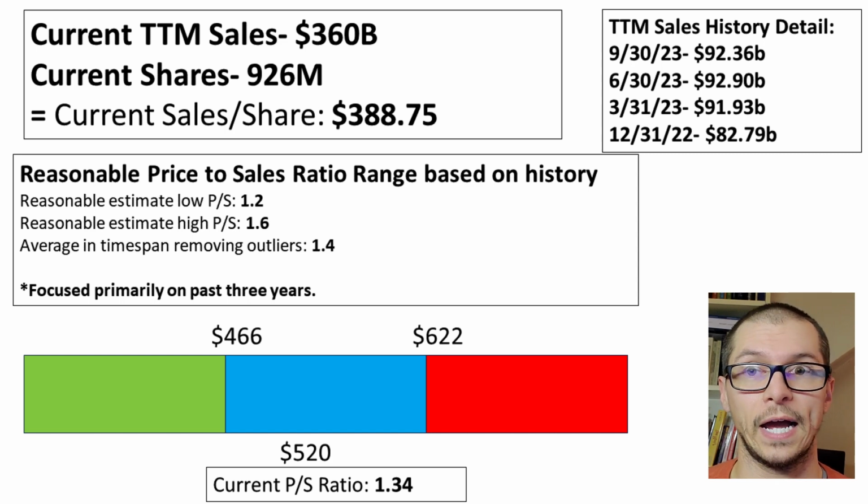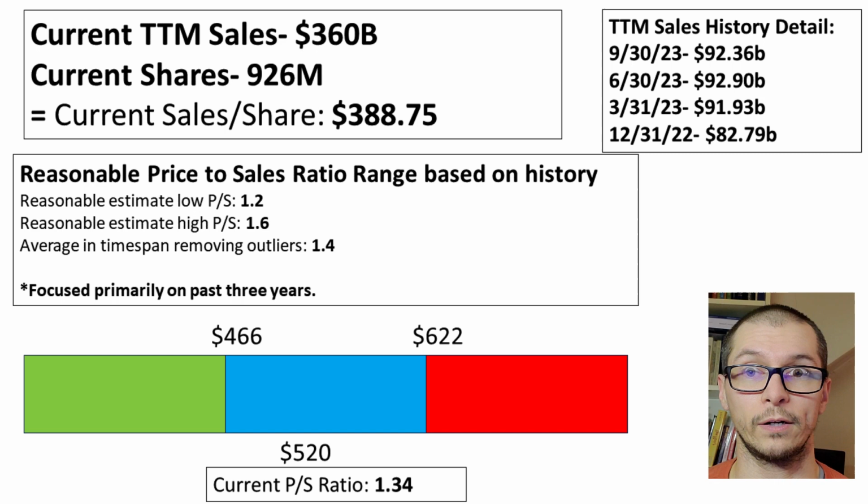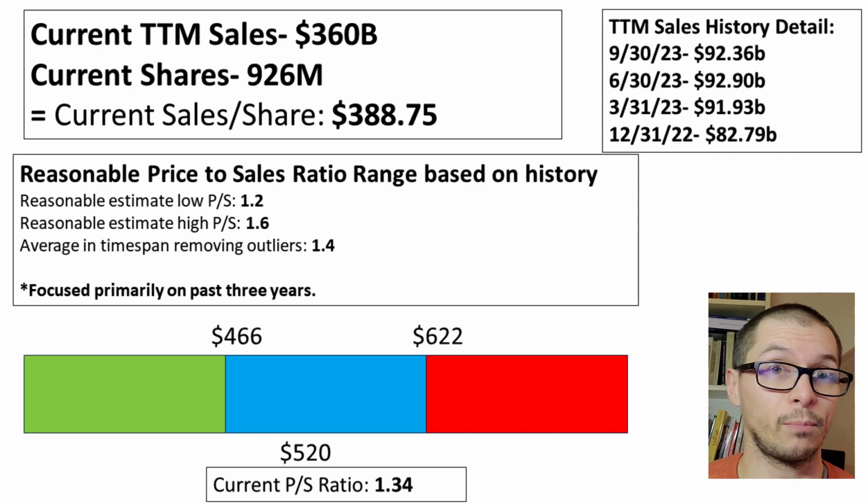Similar to the previous slide, I pulled the company's past sales and price to sales ratio results, finding a reasonable range of between 1.2 and 1.6 times sales over the past 3 years, with an average of about 1.4 times sales. Based on our current reasonable range and the current sales per share, we're able to calculate that a reasonable share price is going to be between $466 and $622. With the current price around $520, it's a fair price, slightly favoring the buyer side.